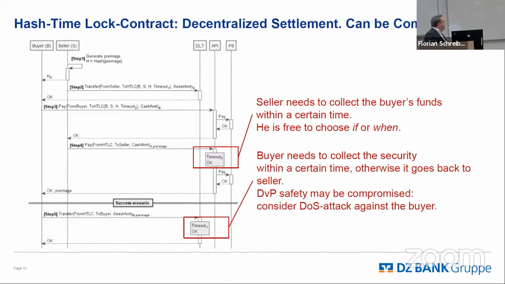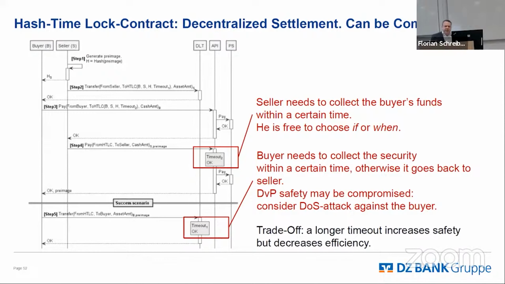And then the buyer needs to collect the asset within a certain time, because if he does not collect it, the asset goes back to the seller. You can think of a kind of denial of service attack on the buyer: just prevent the buyer from collecting the asset, then the seller has the money and the asset flows back to the seller. So you have a trade-off: a longer timeout increases safety but decreases efficiency.